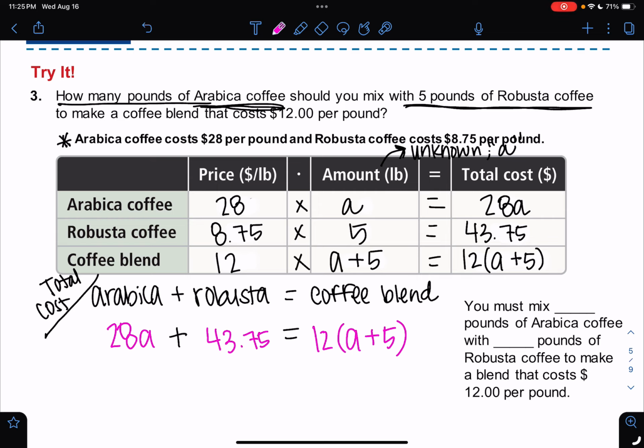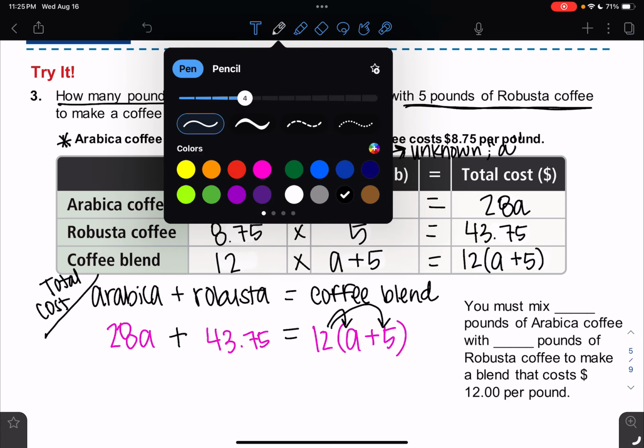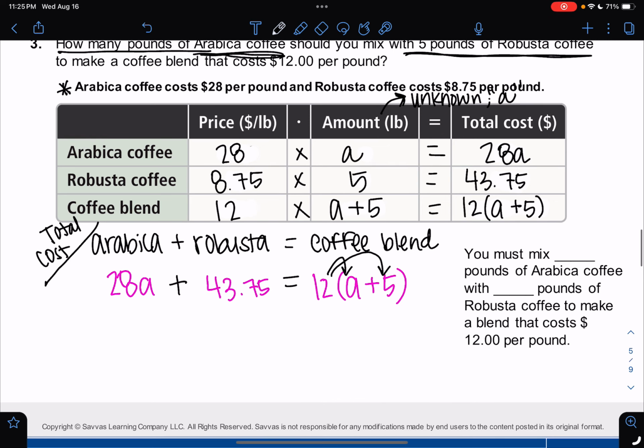Okay? And finally, all I have to do now is answer my equation. So it took a little bit of work for us to get there, but now we know how to solve this for sure. All right, so let's go ahead and solve. So the first thing I would do is distribute, and I know you guys will do the same. So we'll have 12A plus 60 is equal to 28A plus 43.75.